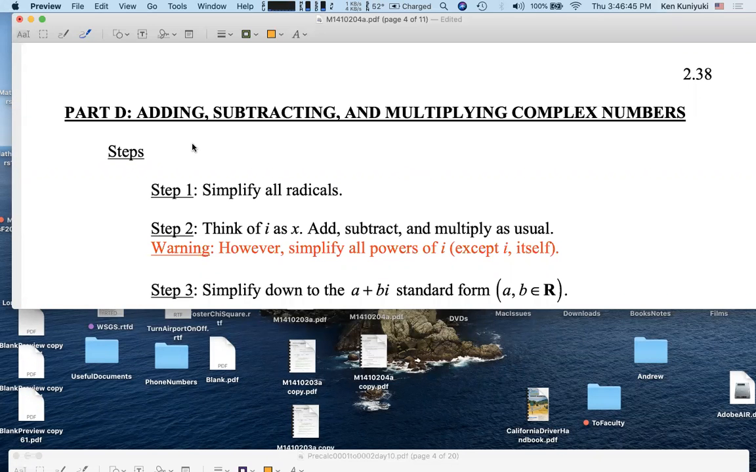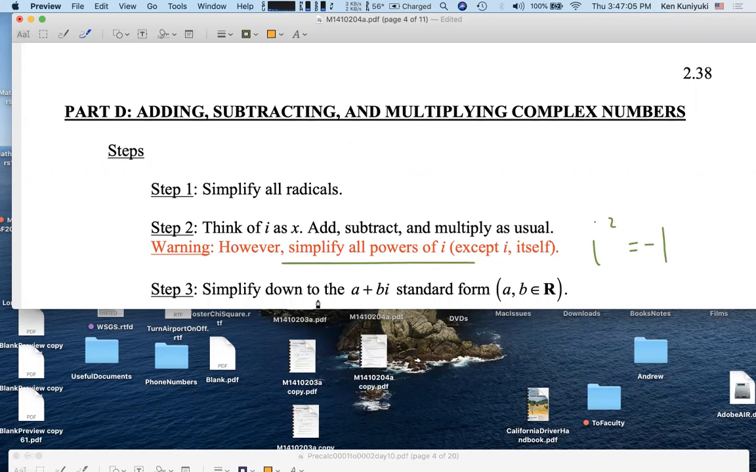Hi everyone. Let's add, subtract, and multiply complex numbers. Division's harder. First, simplify all the radicals. Think of i as x, and then add, subtract, and multiply as usual. But then simplify all powers of i. For example, i squared is -1. And then get it down to standard form, like 2 plus 3i.